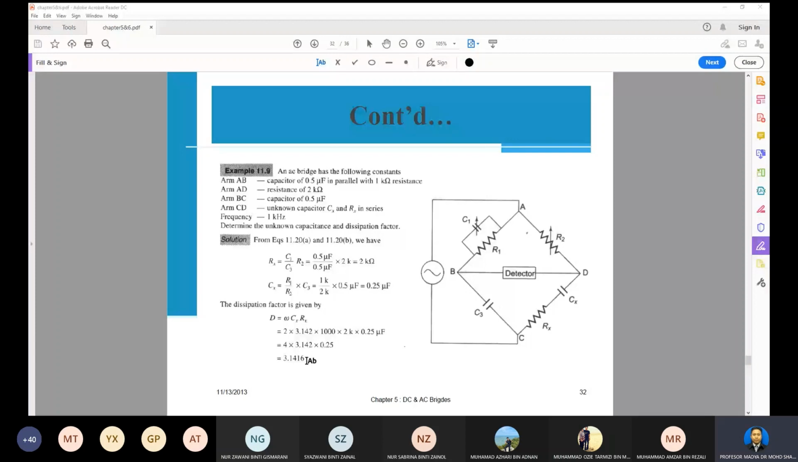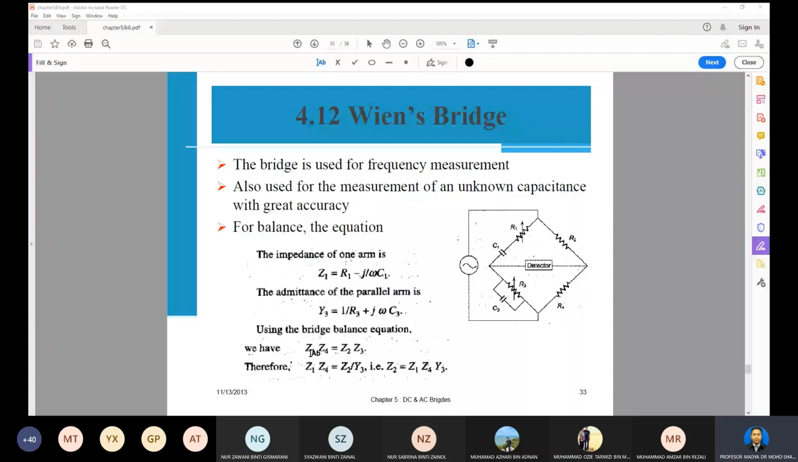Okay, the last one for the AC bridge is the Wien bridge. So this is the last part for AC bridge that I mentioned to you. For AC we have 4 types. First is the Maxwell, second is the Hay. Maxwell and Hay are the same in that they measure the inductance, but the difference between the two bridges is that they measure low and high Q factor.